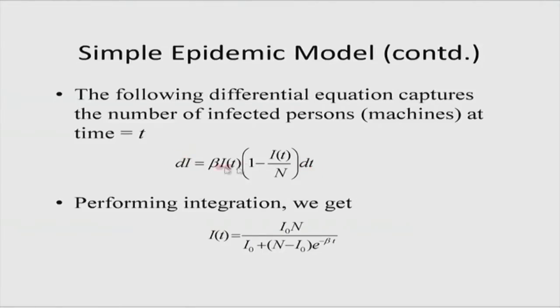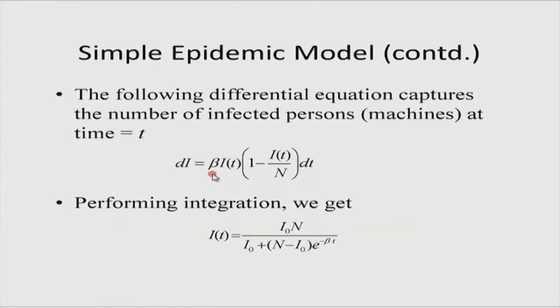In a small interval of time dt, the extra number of machines that are infected is equal to the existing number of infected machines multiplied by the infection rate beta. So this is the number of targets that are attempted. You try to infect all these other machines, but not all of them get infected because some of them are already infected. So not all of them are new infections. We are interested in the number of new infections.